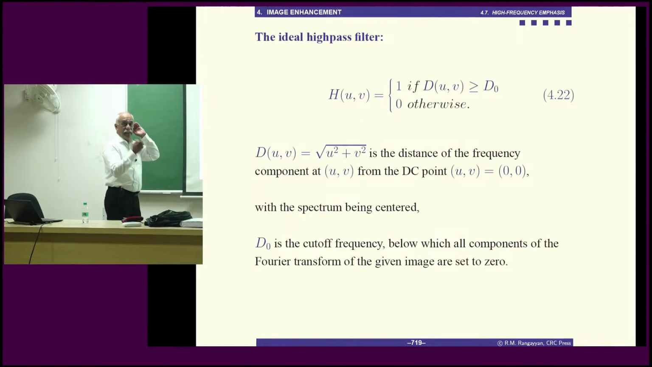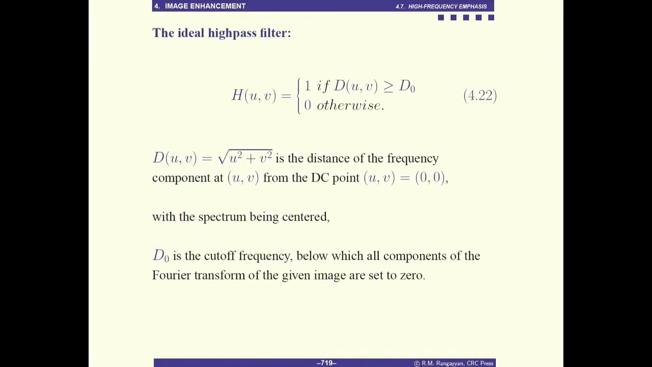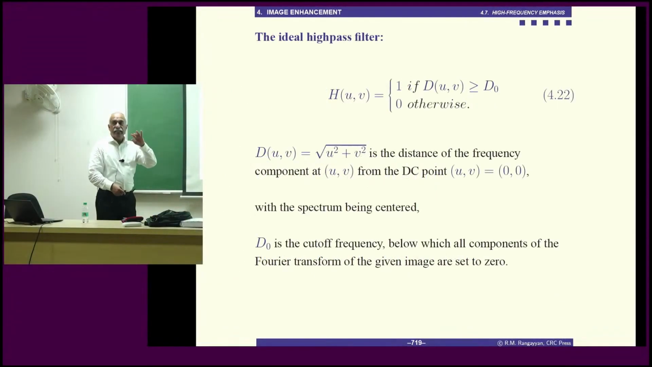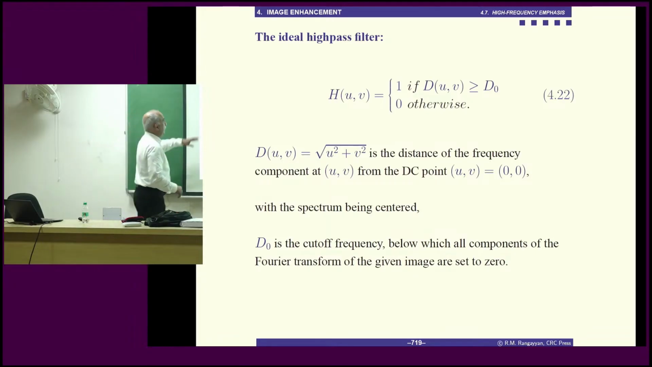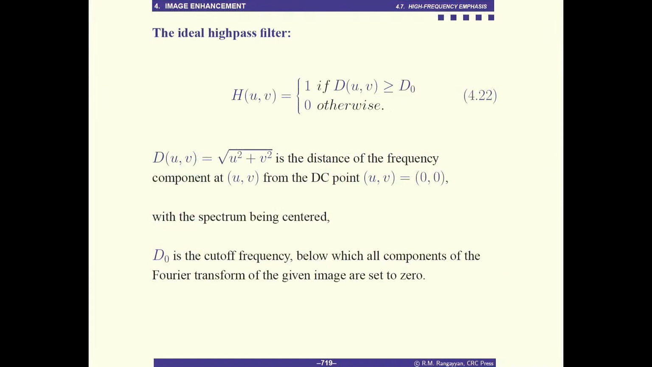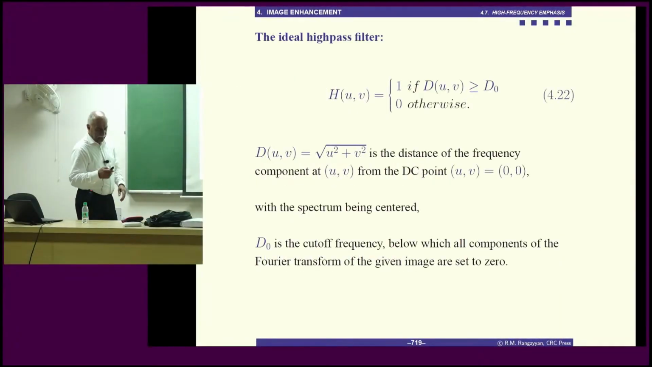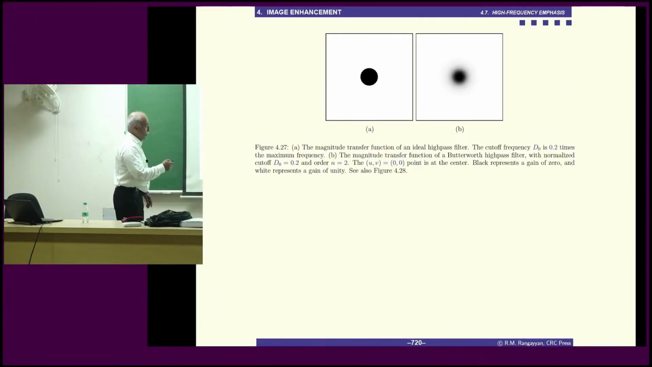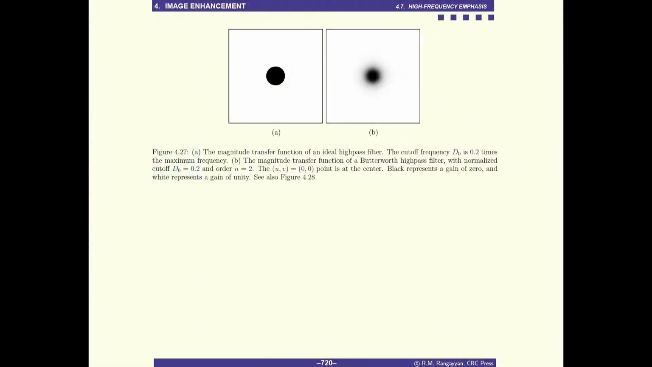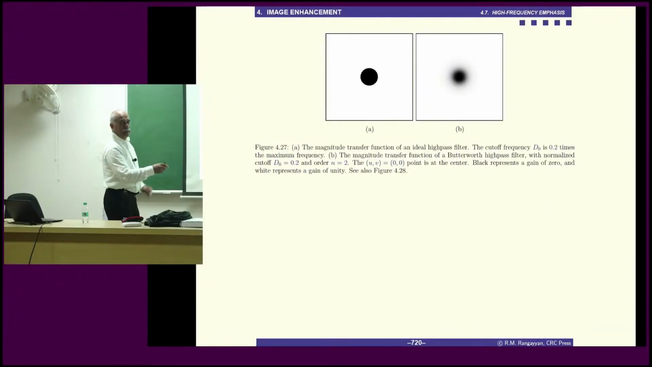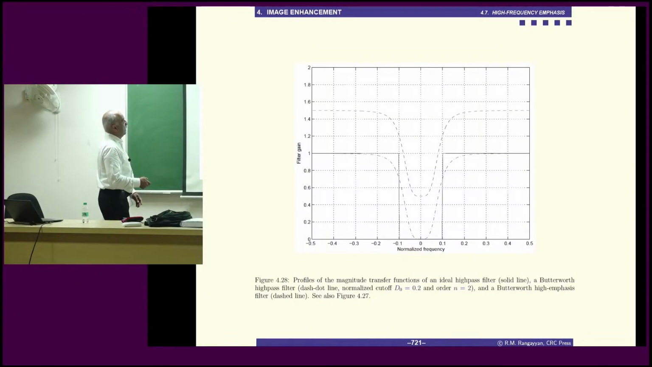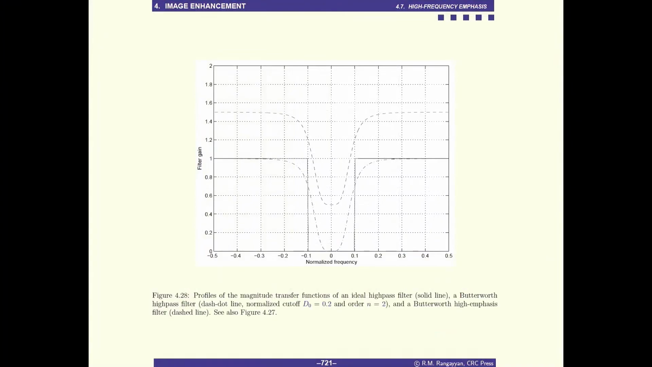So the ideal high pass filter, like the low pass we saw, says H(u,v) is 1 if D(u,v) is greater than D0, some cutoff, 0 otherwise. So this is a high pass filter. Everything below that cutoff is set to 0. D(u,v) is the square root of u squared plus v squared, distance from the origin or radial frequency. That simply extracts edges. The magnitude transfer function is 0 inside this disk or circle, 1 outside. That is the Butterworth. Well, there is a smooth transition. So ideal goes 0 to 1.